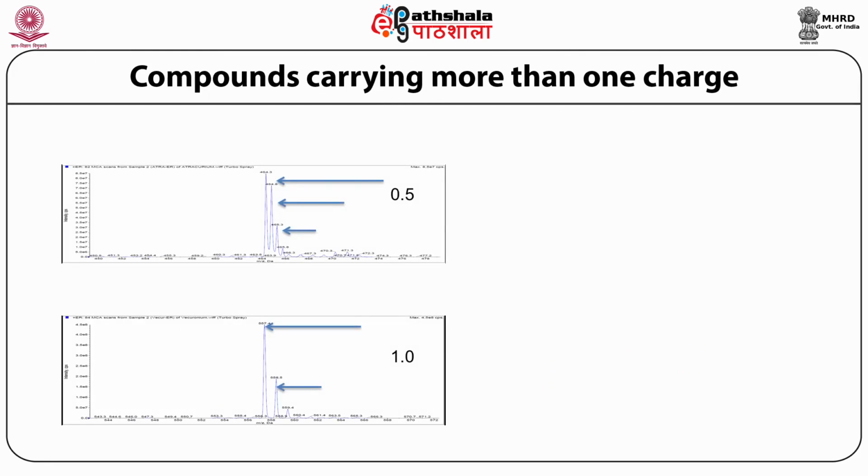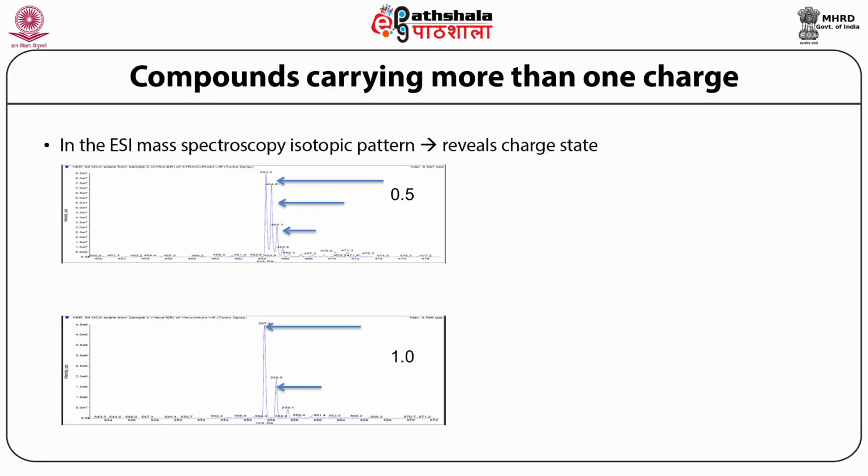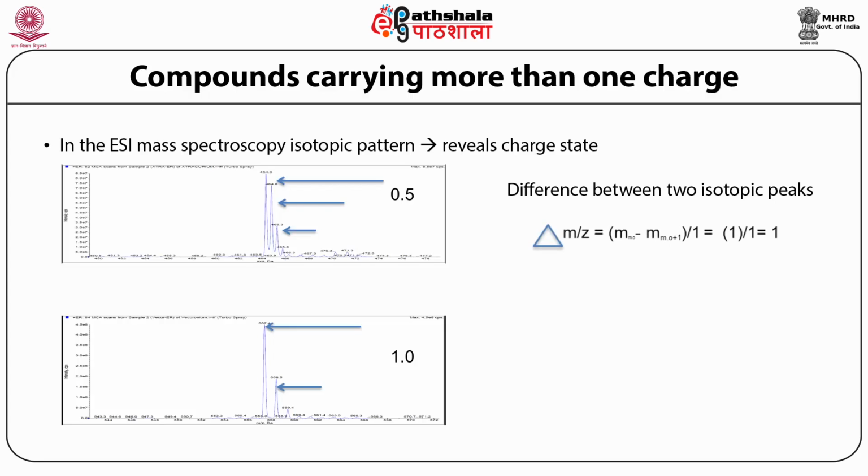As I told you, the isotopic pattern is very important for determining the charge state. Let me explain how in this slide. In ESI mass spectroscopy, you get an isotopic pattern. If the difference between the masses is 1, that shows the charge state is 1. But if it is doubly charged, then by the formula m plus z by z, delta m by z is 0.5. So, for example, if you have a molecular weight of 200 and it is doubly charged, you will get a mass of 100.